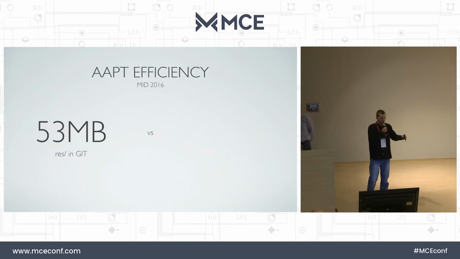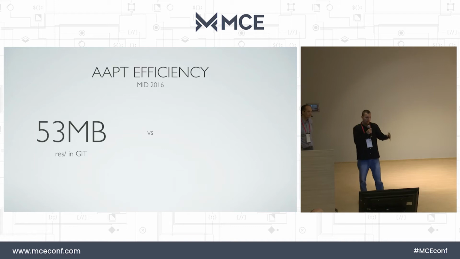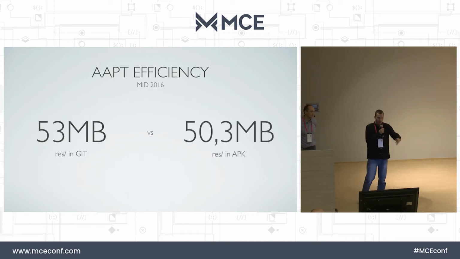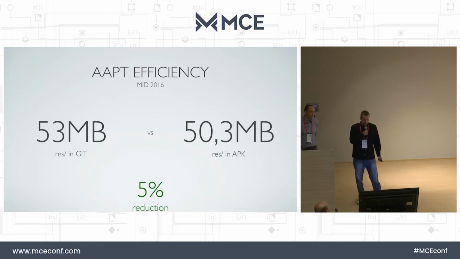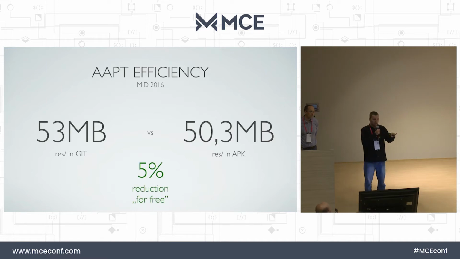So just to sum up, for our application, we ran it in, let's say, mid-2016. And at that point, we had 53 megabytes of resources in our Git repository. After we ran it, we got an APK, which we later uncompressed to get these resources out. And then we got this number, which is 50.3. So it's about a 5% reduction for free. It's still great that we don't have to do anything, actually, to get this improvement.